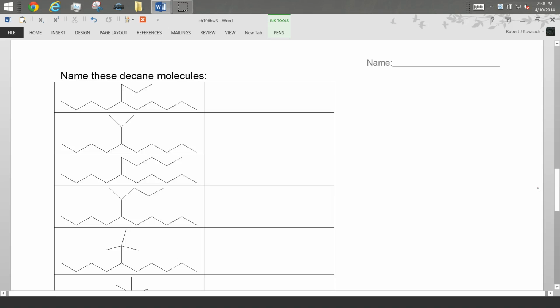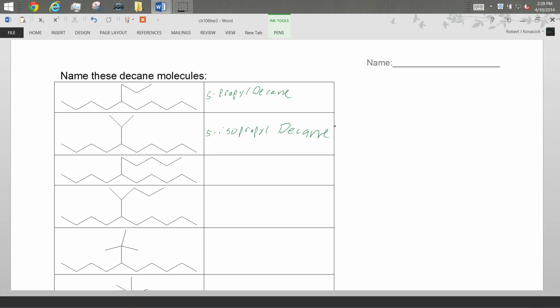Okay, we're going to name all of these decanes. So this first one, five propyl decane. And the second one? Five isopropyl decane, because it's 3 carbons, so it's prop. And it's hooked to the middle, so it's iso. 1, 2, 3, 4. No, it's up to number 6.